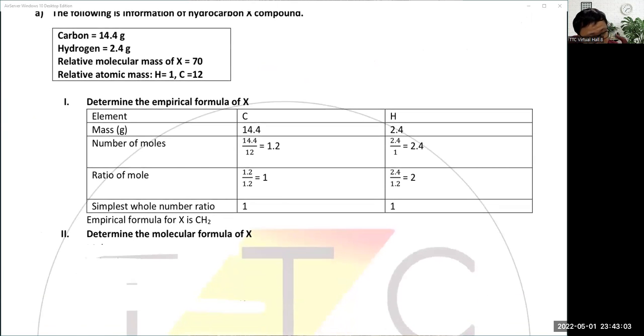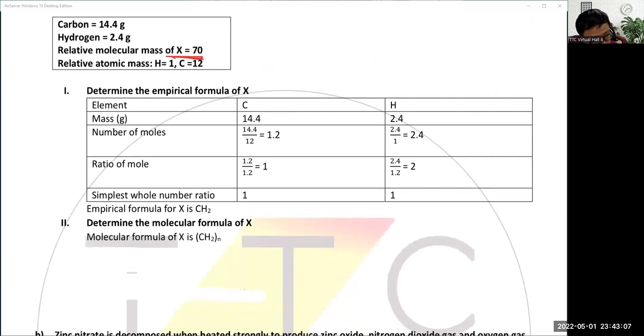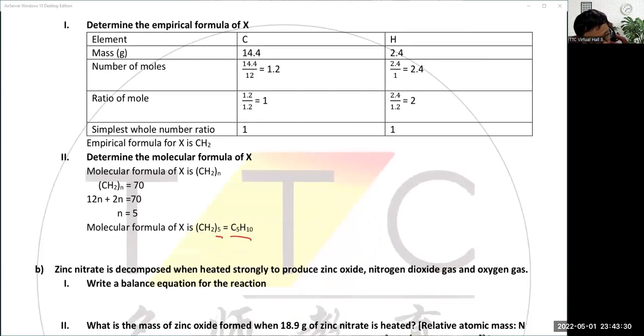Then the relative molecular mass is 70. So what we should do is (CH2)n equals 70, because the empirical formula is CH2, then the molecular formula is (CH2)n. Then the mass of (CH2)n equals 70. So you put C equals 12, then 12 plus 2 is 14, you'll get n equals 5. Put the 5 back into n, then you get C5H10.